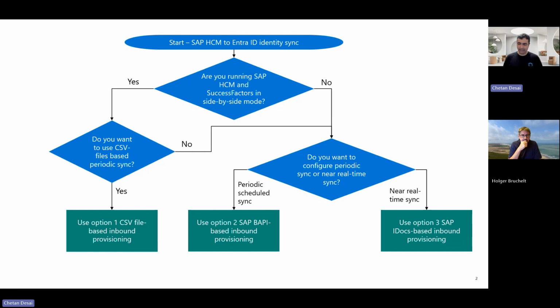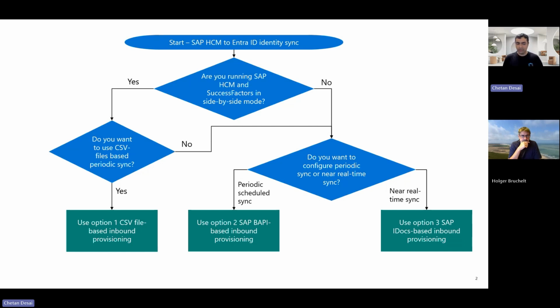So this is a decades-old practice of exporting data into a CSV format and then using that to load data into downstream systems, whether it is your IDP sources or any other system that needs HR data, right? So we acknowledge that that's a very robust method that is followed by a lot of companies. So we will talk about how you can use CSV file-based inbound provisioning.